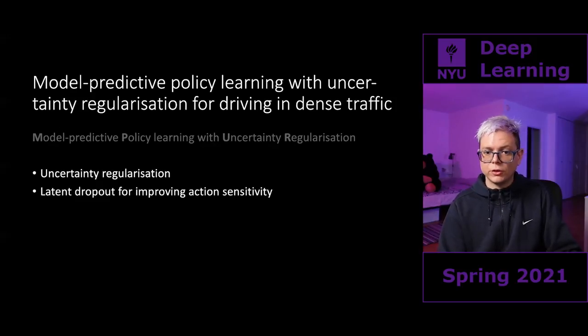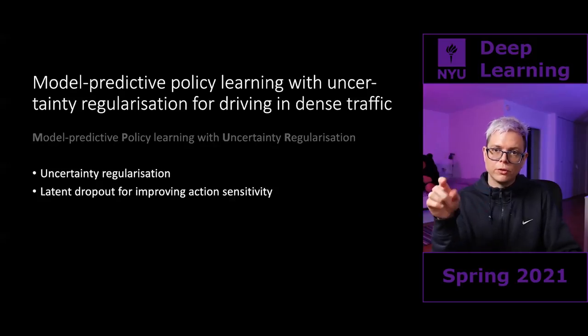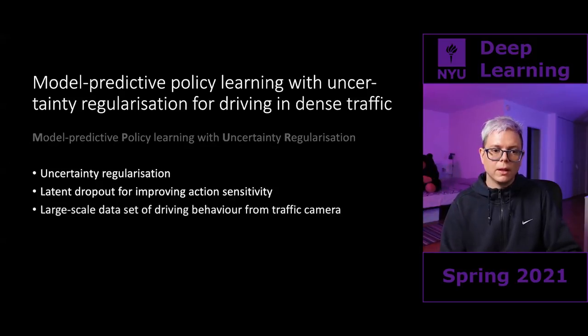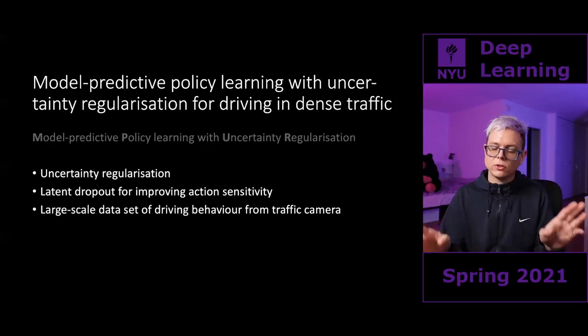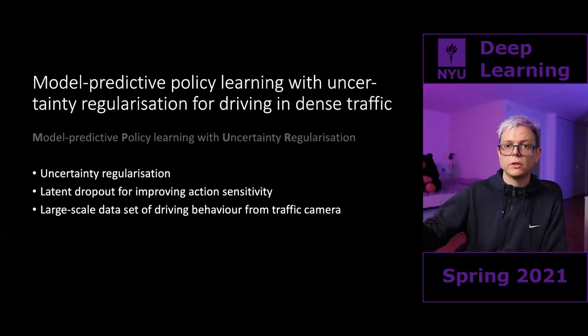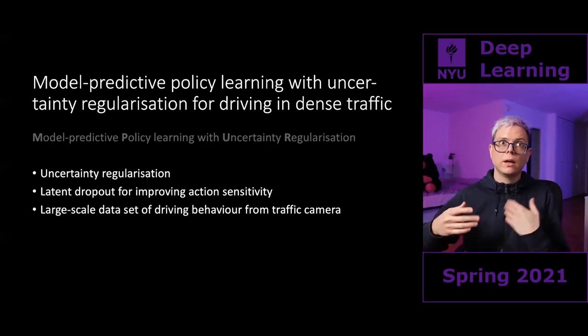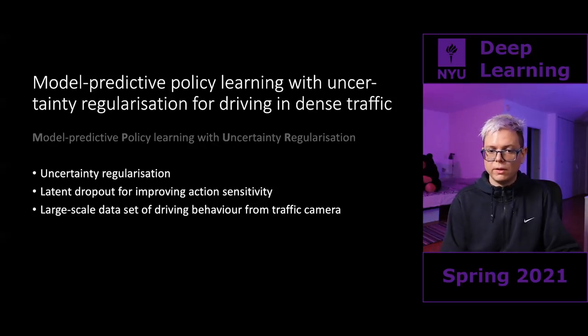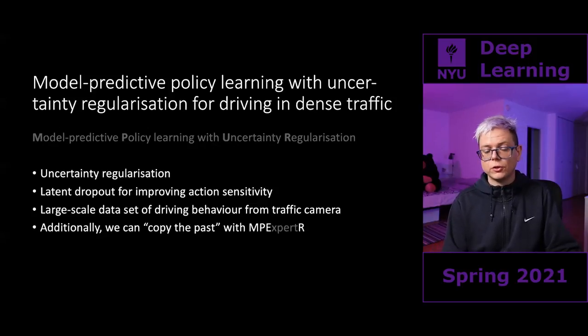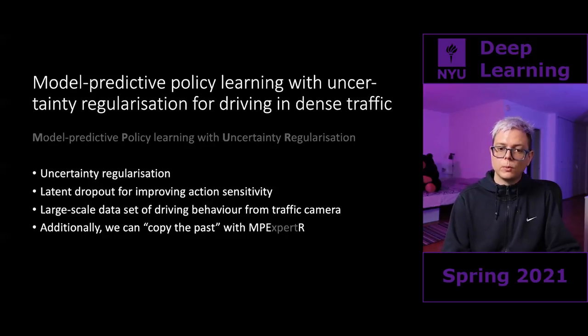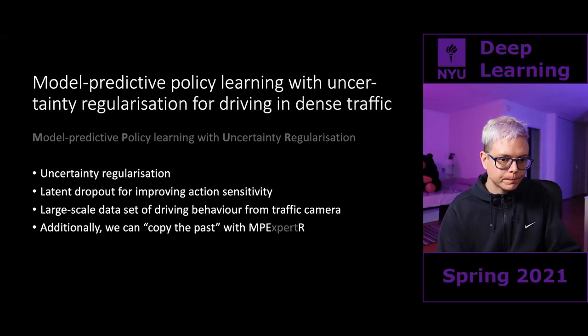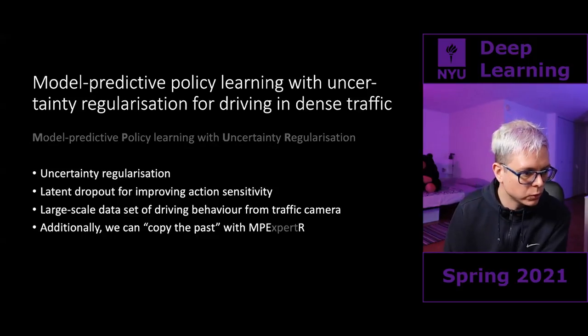Latent dropout for improving action sensitivity, because otherwise there was a leak of information going from the future to our prediction. Then we are using a large scale data set of driving behavior from traffic cameras. So this is completely from observations. We don't have emulators. We don't have any kind of fake stuff. We just observe real people driving, and then we try to learn how to drive within that kind of environment. Finally, I also told you how we can possibly copy the past with this expert regularization, right? If you try to also get to the same states that were reached by the experts. And then what's the question here?